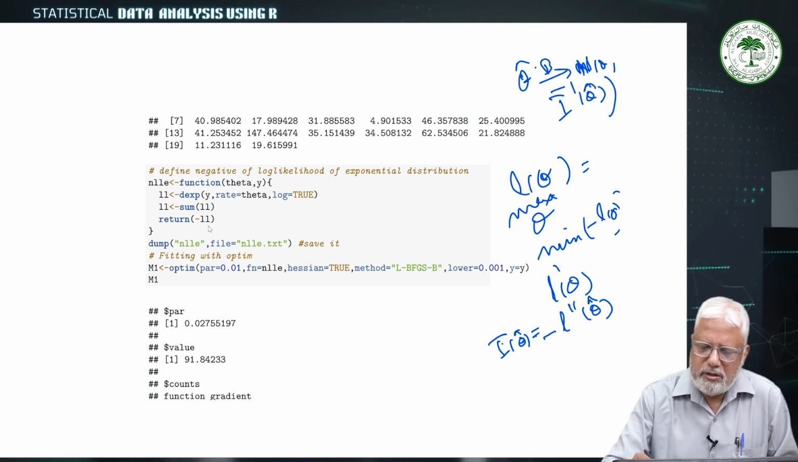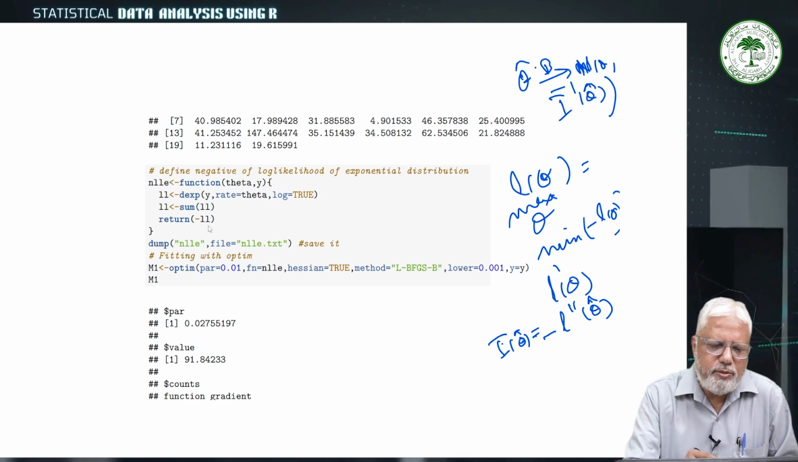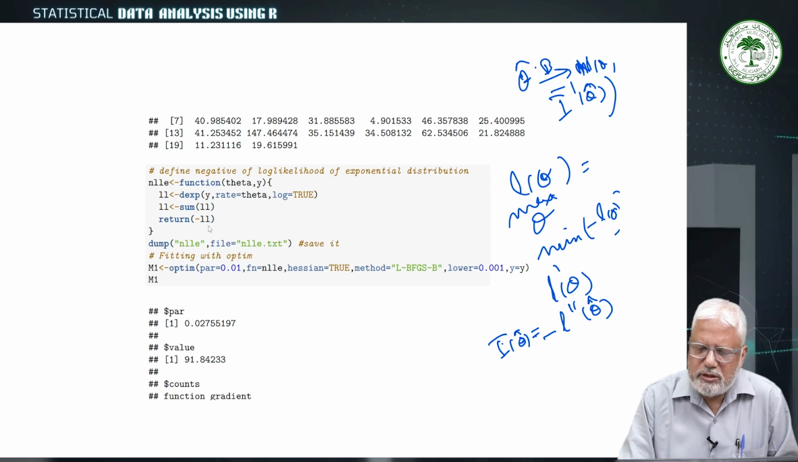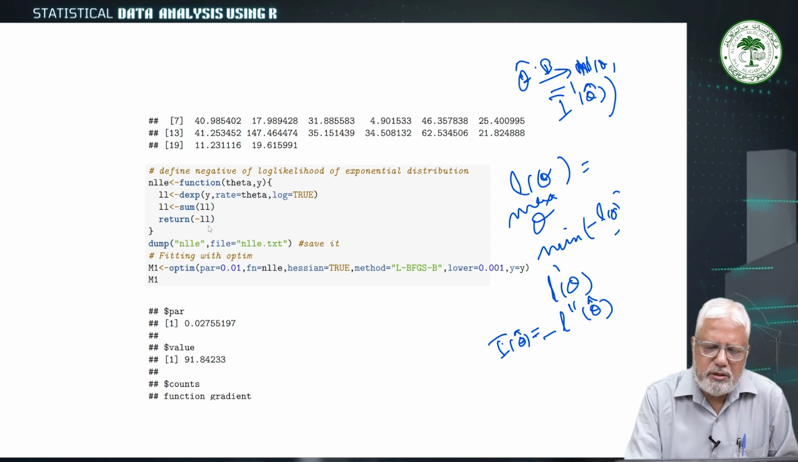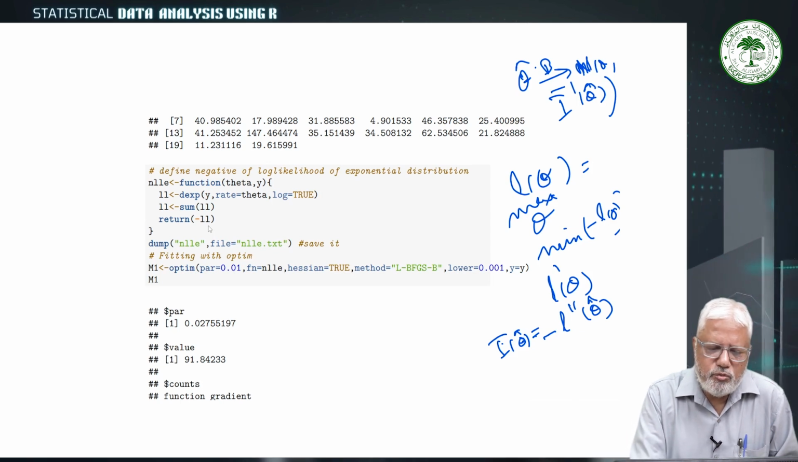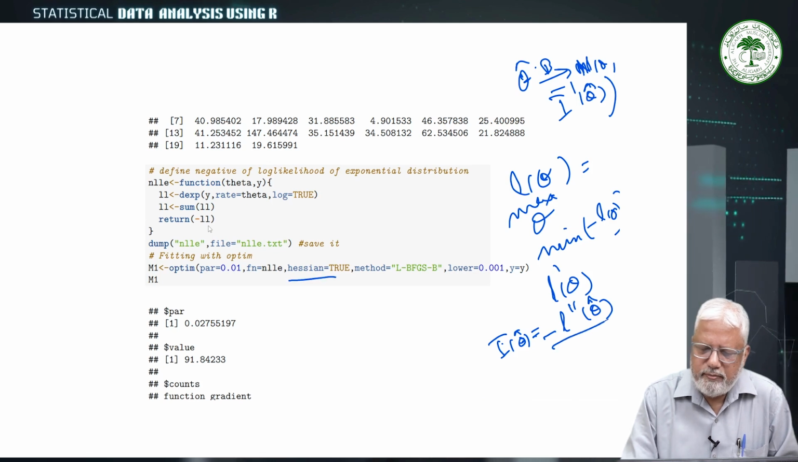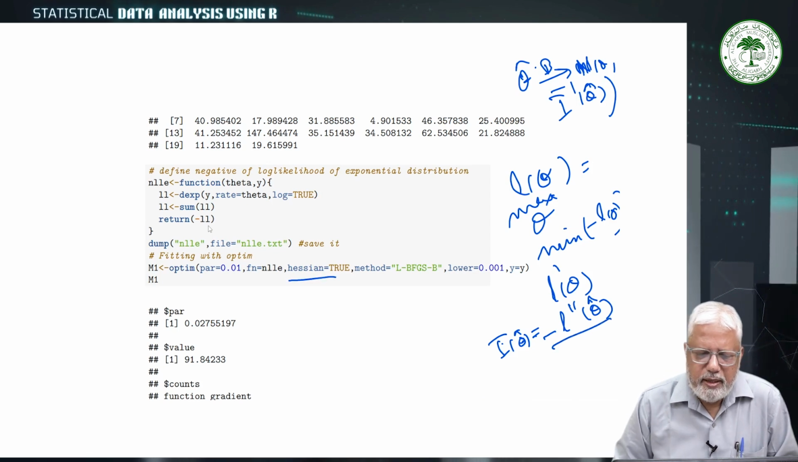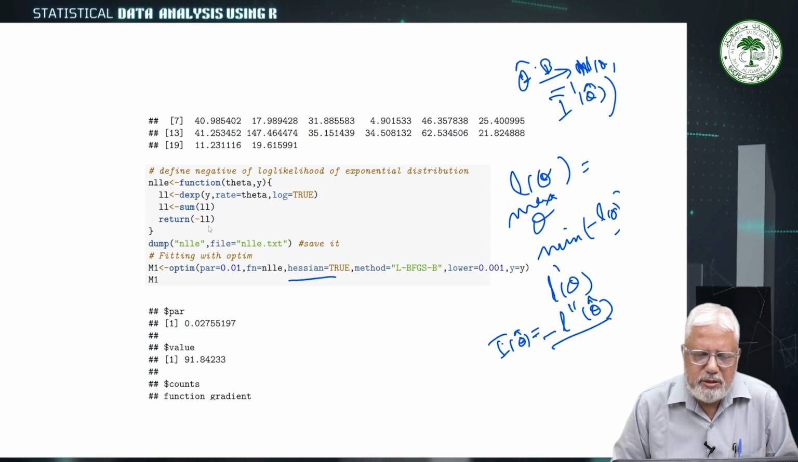So to get this, we need the negative of the Hessian matrix. We have already made the negative of the function to return. So we just need the second order partial derivative, and that is nothing but Hessian equal to TRUE. With Hessian equal to TRUE, we are getting this. And then method is equal to LBFGSB.